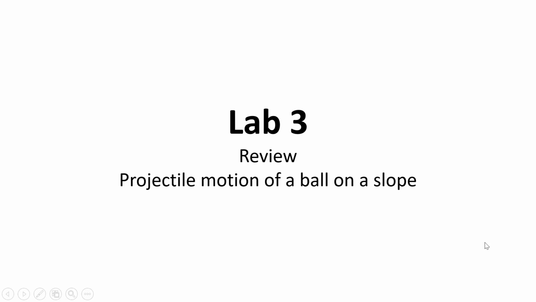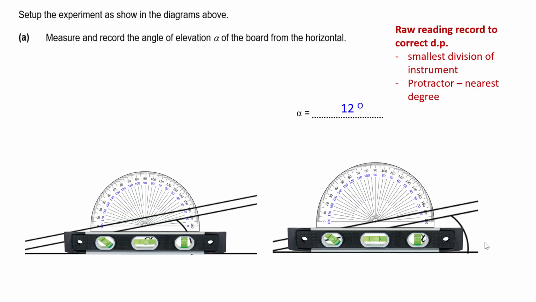Hi, in this video, I'm going to review Lab 3, the lab where we investigated the projectile motion of a ball on the slope. Okay, so you have set up the experiment and the first thing you were asked to do is to measure and record the angle of elevation of the board from the horizontal. So most of you actually use a protractor.